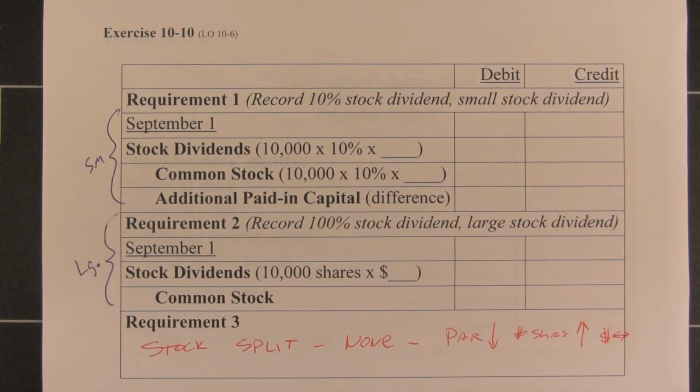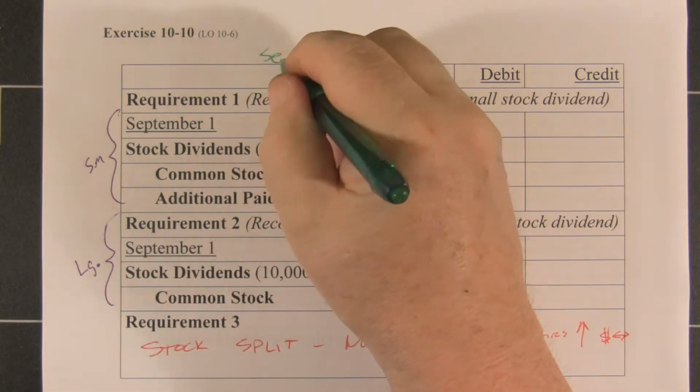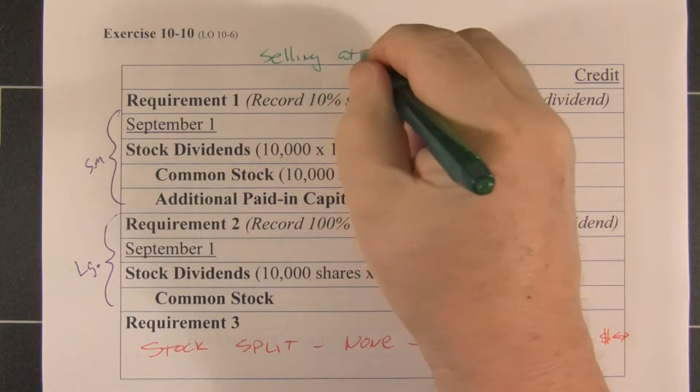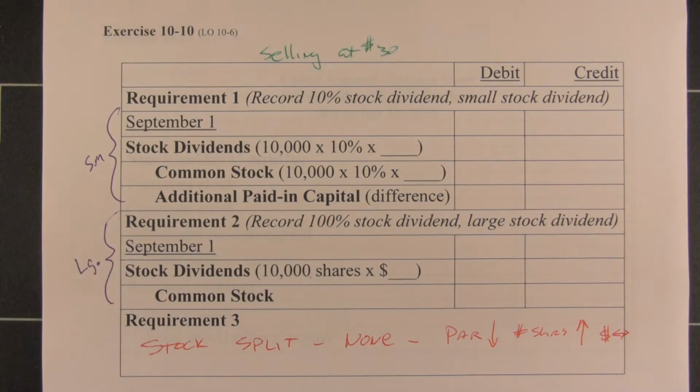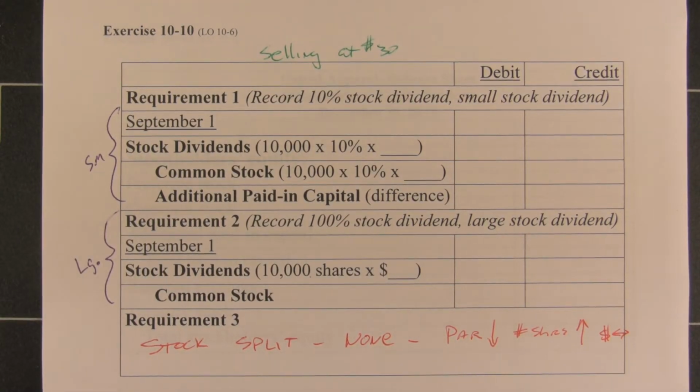So let's handle the small stock dividend first. A small stock dividend, as you recall, is always done at market value. And they tell us at this point the shares of stock are selling at $30. So these are openly traded shares on a national exchange. The price is $30. That can be established. So we're going to give out 10,000 shares, and it's going to be at $30 a share.